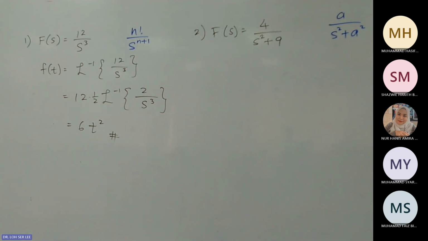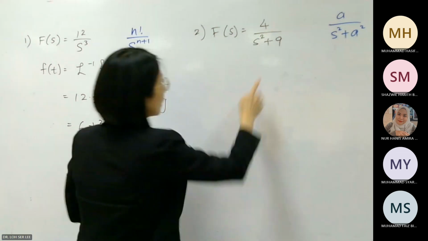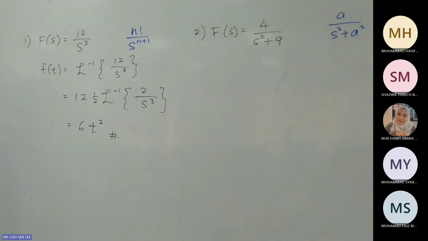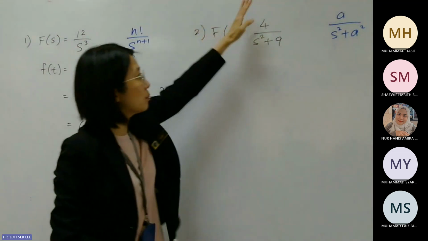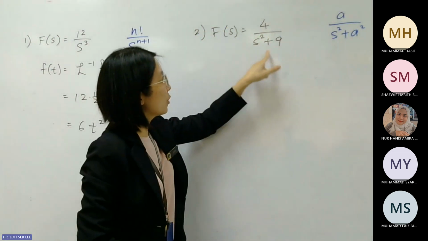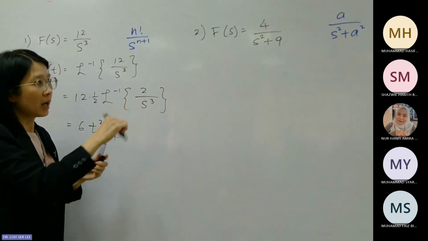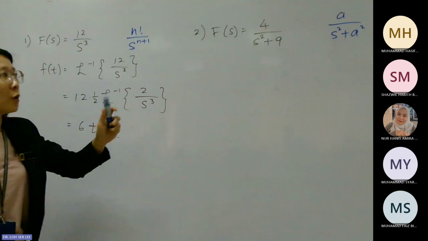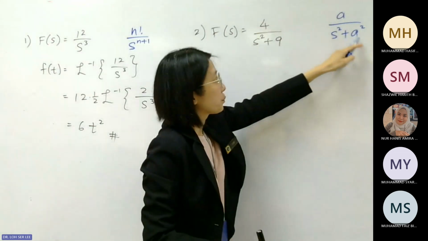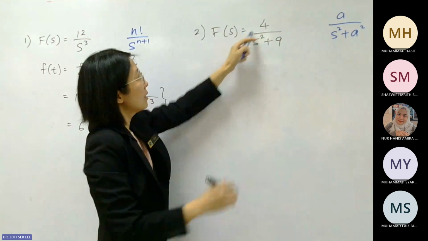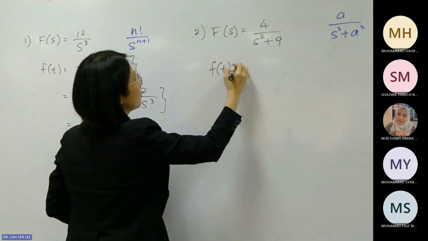So now compare to this, what is your a? 3. Your a is 3. Start from the bottom. Ignore the top, start from the bottom. s squared plus 9 is s squared plus a squared. What is your a? Your a should be 3. When your a is 3, this one should be a 3. We don't want 4.